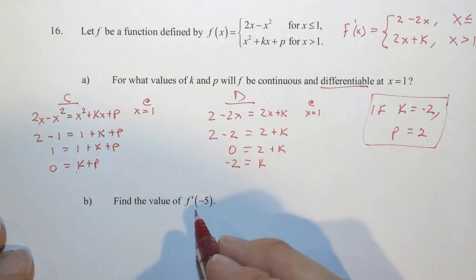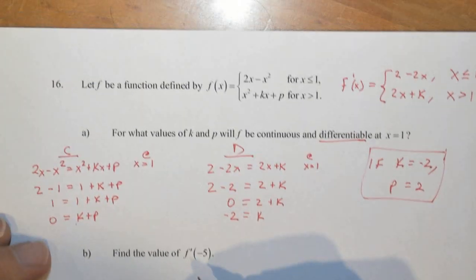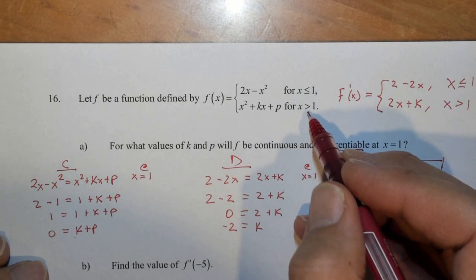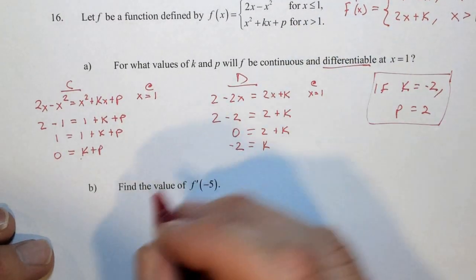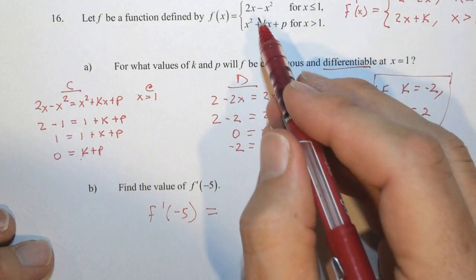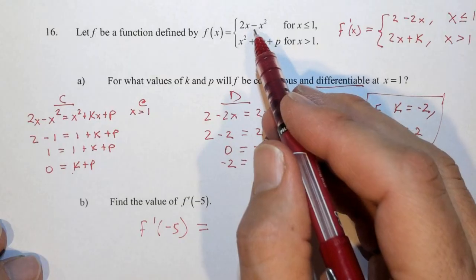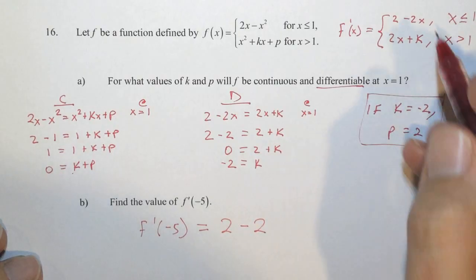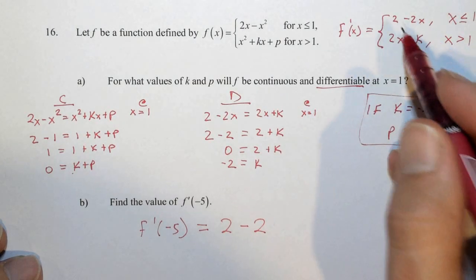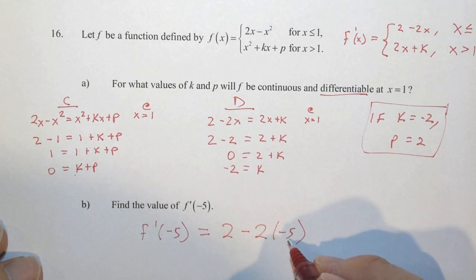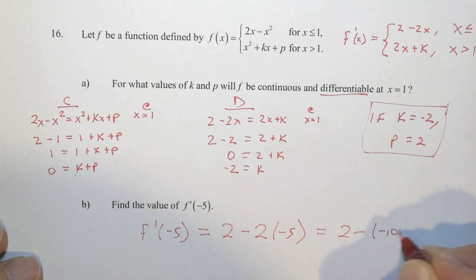Part B, find the value of f prime of negative 5. Okay, well let's go back up here. Where does negative 5 fall? Is it less than or equal to 1? Or is it greater than 1? Obviously it's less than or equal to 1. So if we want f prime of negative 5, we're going to use the derivative of 2x minus x squared, which is 2 minus 2x. But we're not going to leave x alone. We're plugging in negative 5. So 2 minus 2 times negative 5. Our answer is 12.